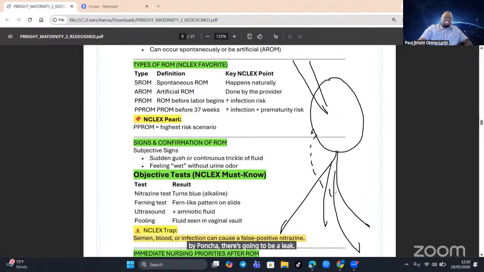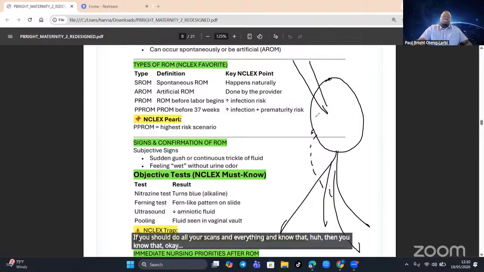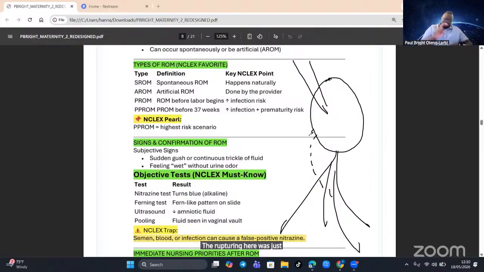So the mother will come to you. When I woke up, I saw a gush, or when I was walking, I saw a gush. That should tell you what has happened inside. If you do all your scans and everything and know that, then you know that, okay, the rupturing here was just not a normal puncture. Okay. Yes. So feeling wet without urine odor is also part of the signs.